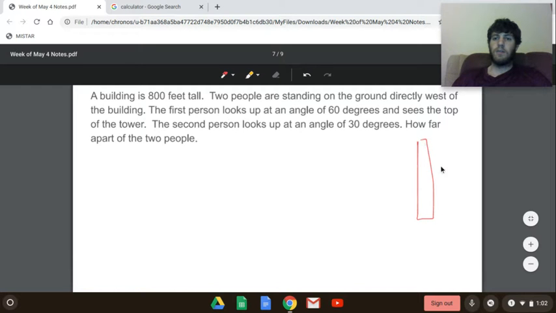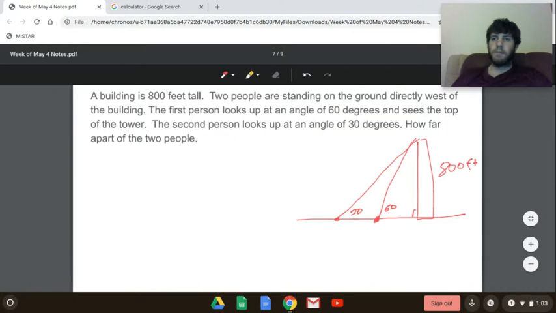Okay, so you have a building that is 800 feet tall. Two people are standing directly to the west. Here's the first person, looking up at an angle of 60 degrees. Here's the ground. Then you have a second person, looking up at the top of the building at 30 degrees. And it's going to be a right angle. So there's our diagram. That's step one.